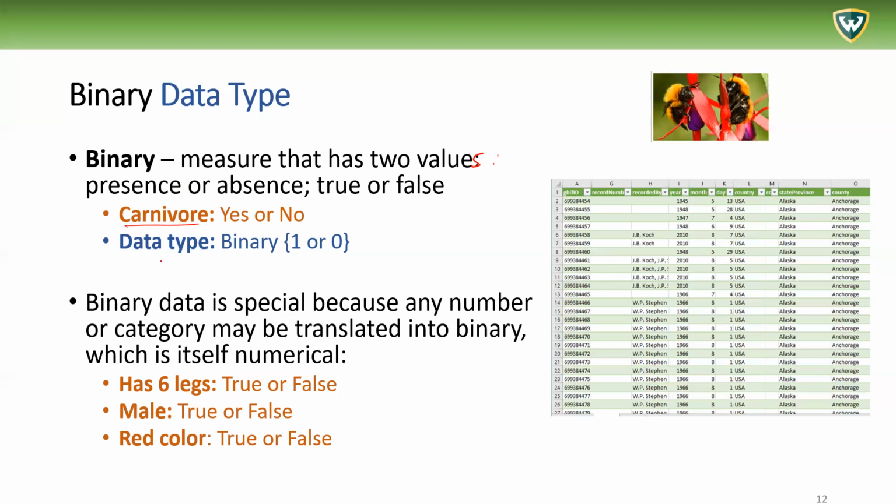And then when we do that, the data type is probably going to be binary, because binary is the native data type of computers. So that's just 1 or 0, 1 is yes, 0 is no. Binary data is special for that reason, because any category may be translated into binary, which is itself numerical. So binary data is 1 or 0, so that's kind of numerical.